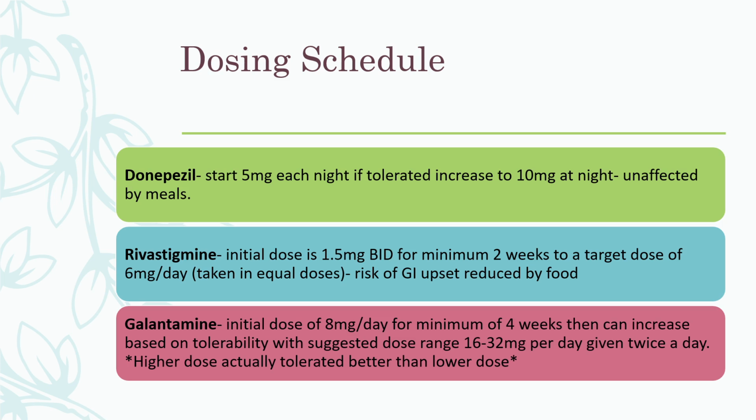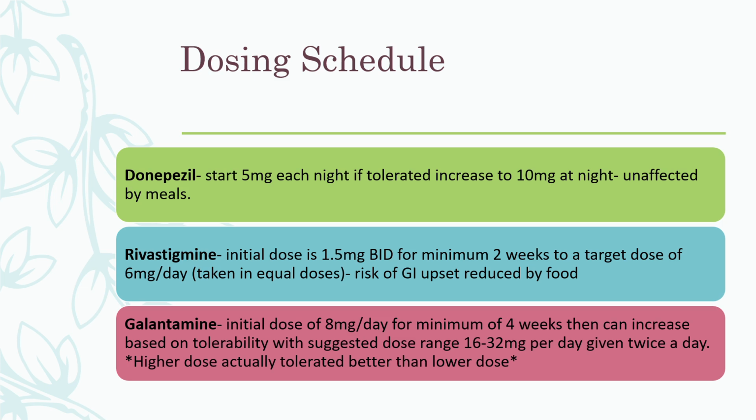Rivastigmine, otherwise known as Exelon, initial dose is 1.5 twice a day for a minimum of 2 weeks to a target dose eventually of 6 milligrams per day, taken in equal doses. Now, the risk of GI upset is reduced by food. There's also an Exelon patch. So if you have those who are not compliant with medication, spitting out tablets, don't want to take medicine, they may be more compliant using a patch version of the medication.